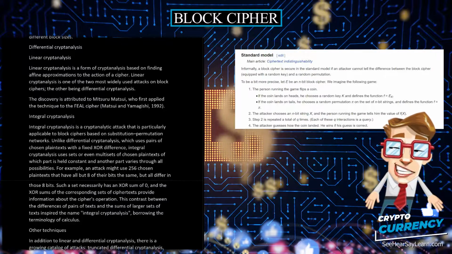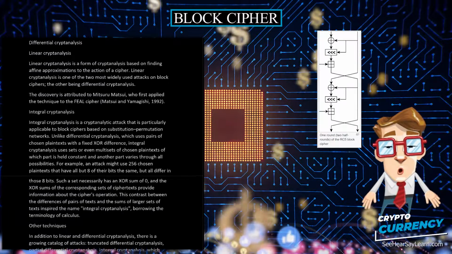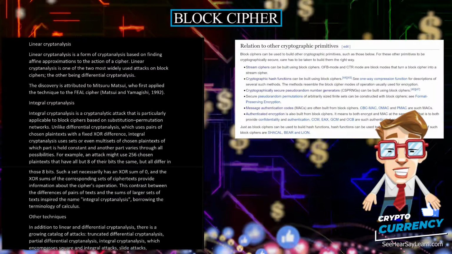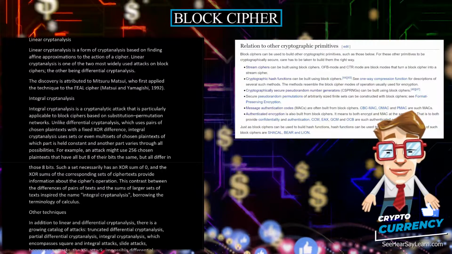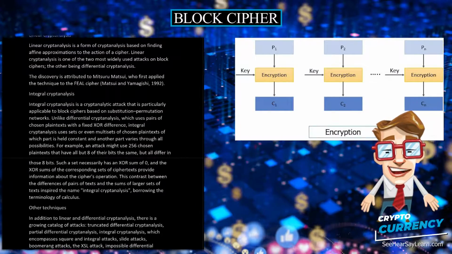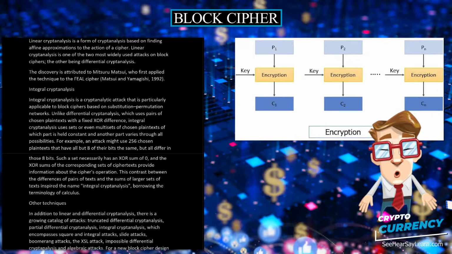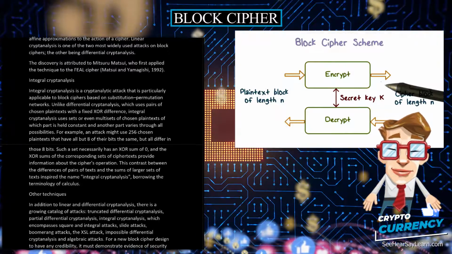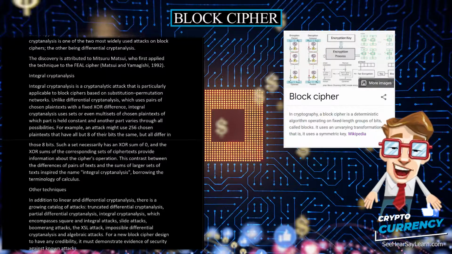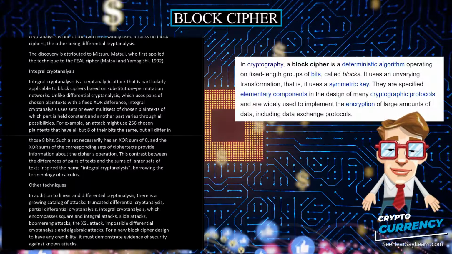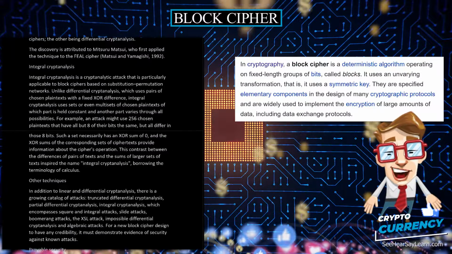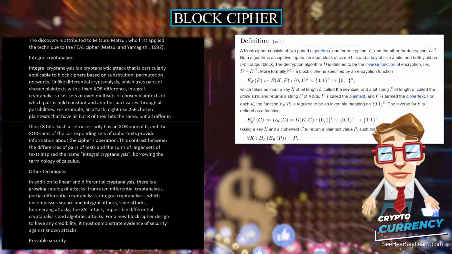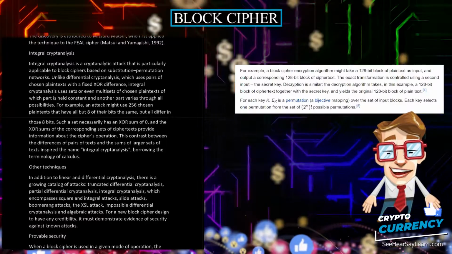Integral cryptanalysis. Integral cryptanalysis is a cryptanalytic attack that is particularly applicable to block ciphers based on substitution-permutation networks. Unlike differential cryptanalysis, which uses pairs of chosen plaintexts with a fixed XOR difference, integral cryptanalysis uses sets, or even multi-sets, of chosen plaintexts of which part is held constant and another part varies through all possibilities. For example, an attack might use 256 chosen plaintexts that have all but 8 of their bits the same, but all differ in those 8 bits.